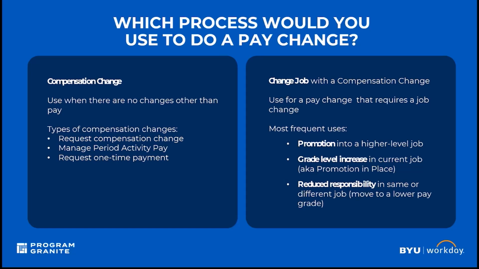Okay. I don't know, this is a student contract. A one-time payment is more like a bonus. Yes. So if they, like an adjunct faculty member, mentor somebody for a semester, and we give them like a $500 bonus, that would be a one-time payment. Bonus is more divided out. We're going to look at managed period activity pay and request compensation change. If we have time, we can show you the request one-time payment. But request one-time payment, we'll talk about the difference between that and period activity pay, because those are where your questions are. All right.